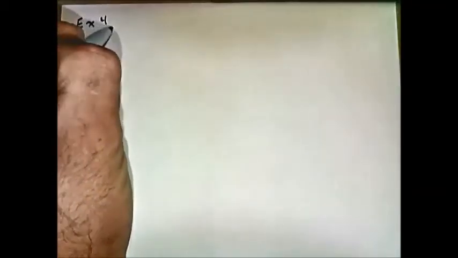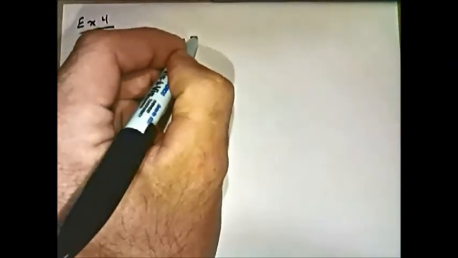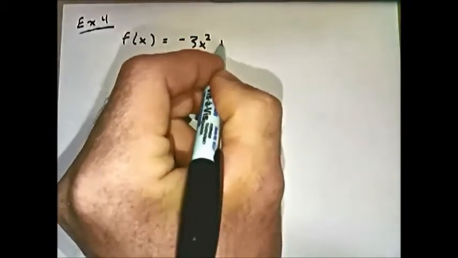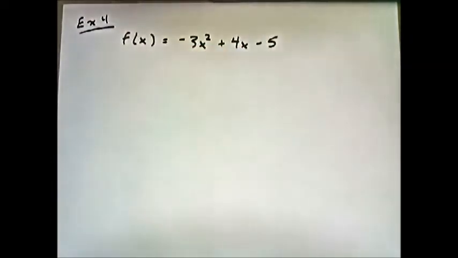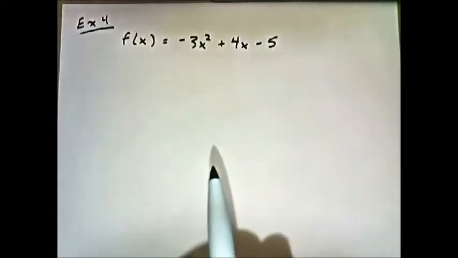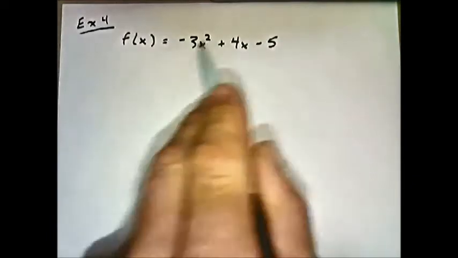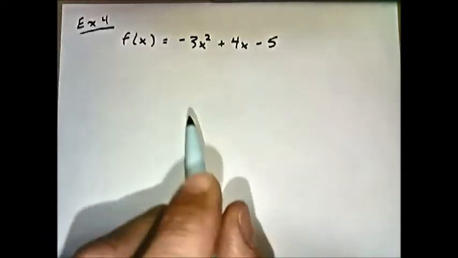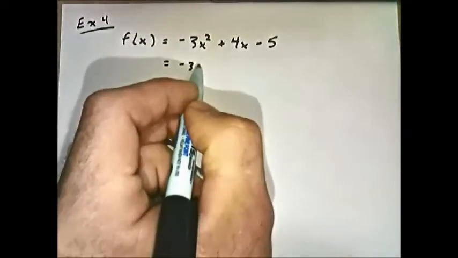Let's go ahead and look at one last example. Example 4. F of x equals negative 3x squared plus 4x minus 5. Notice we have a leading coefficient that's not 1, and we have a quadratic in standard form. So we're going to go ahead and complete the square. First, we're going to factor out that negative 3.